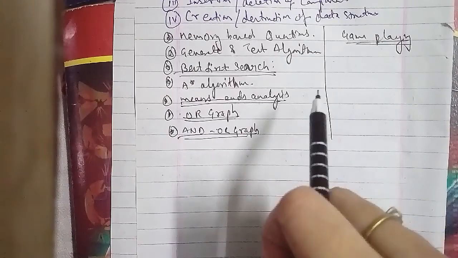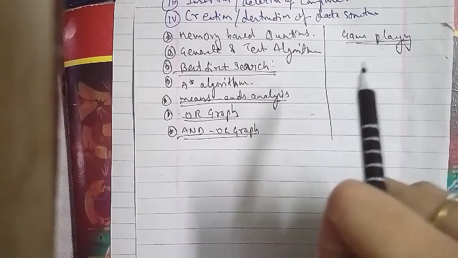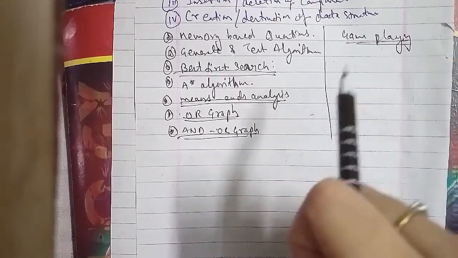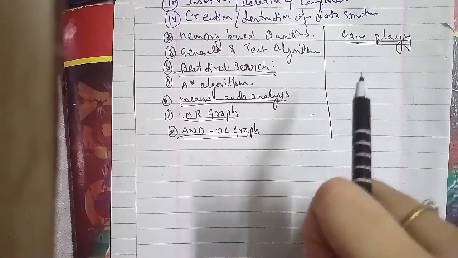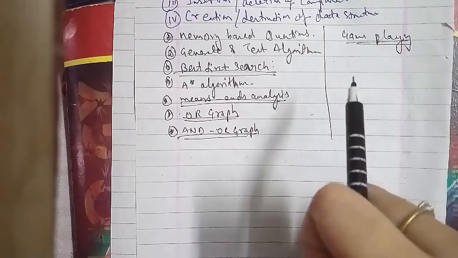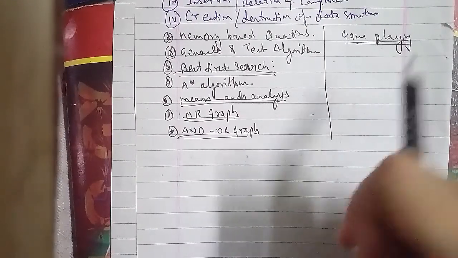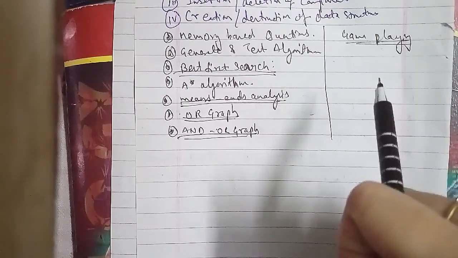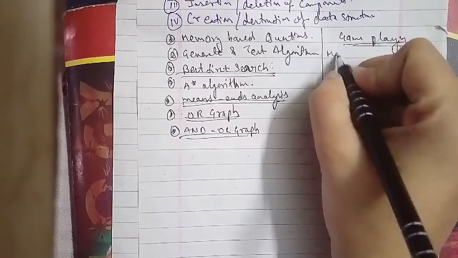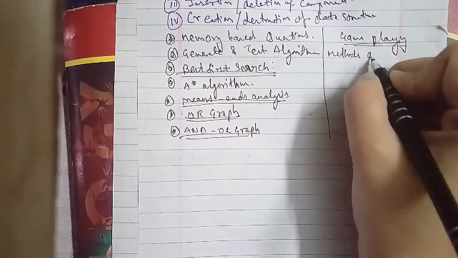We are talking about the methods available for game playing. There are two methods for game playing: the first is the minimax strategy, and the second is the minimax strategy with alpha beta cutoffs. Now we'll discuss the minimax strategy.